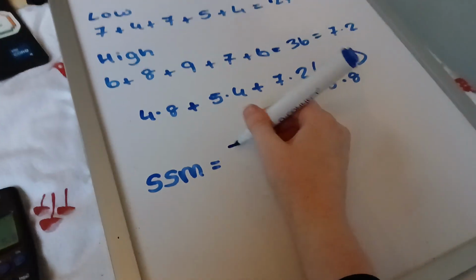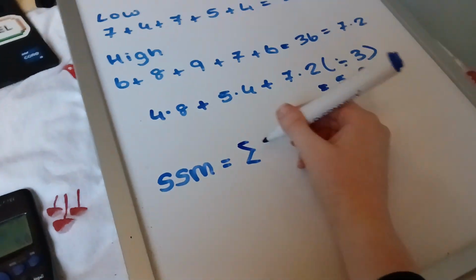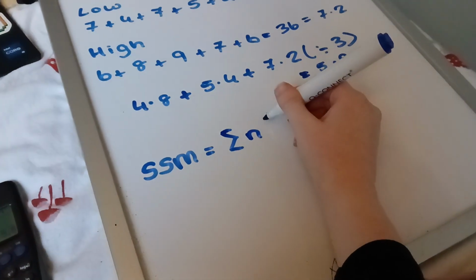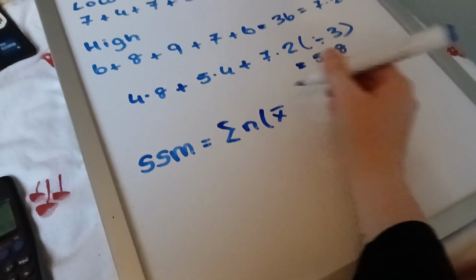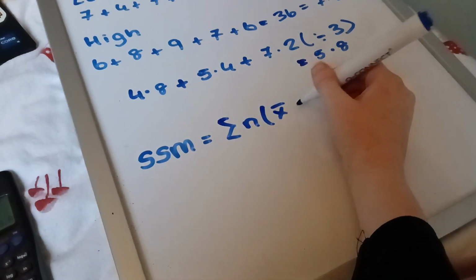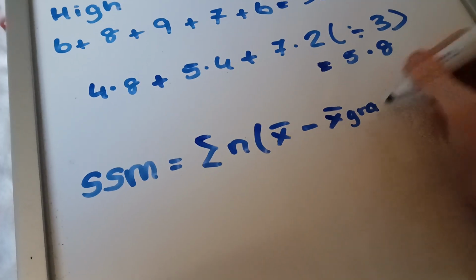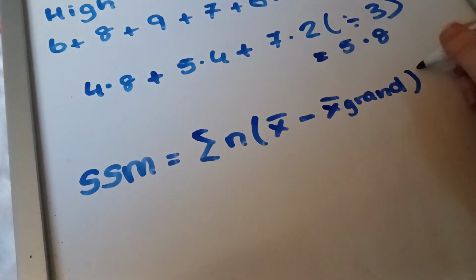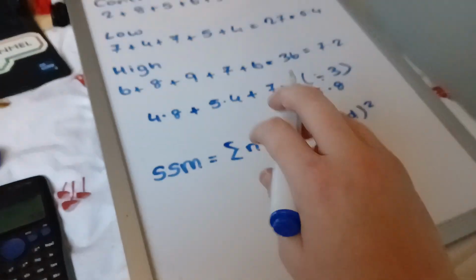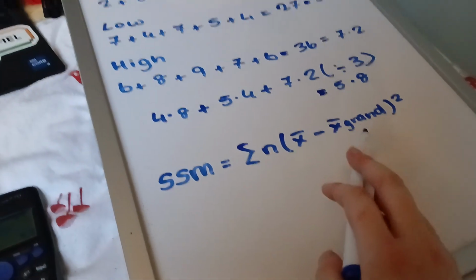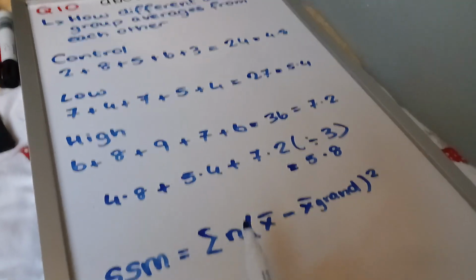So the formula is the sum of n multiplied by the group average minus the grand average squared. So basically you do this formula for each group. I'm just going to write that out quickly. So you're doing this for each group.